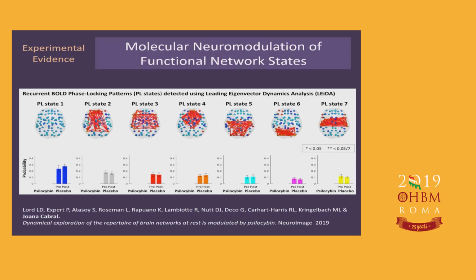So we see that before and after the injection, the probability of occurrence of each of the states remains, there's no significant difference across subjects or across sessions, both. Then before injecting psilocybin in the resting state, also very nicely we see that the probability of occurrence of each of the states remains constant as well.